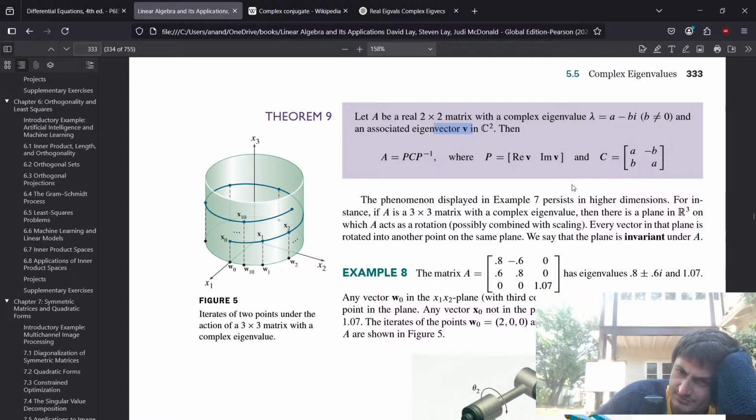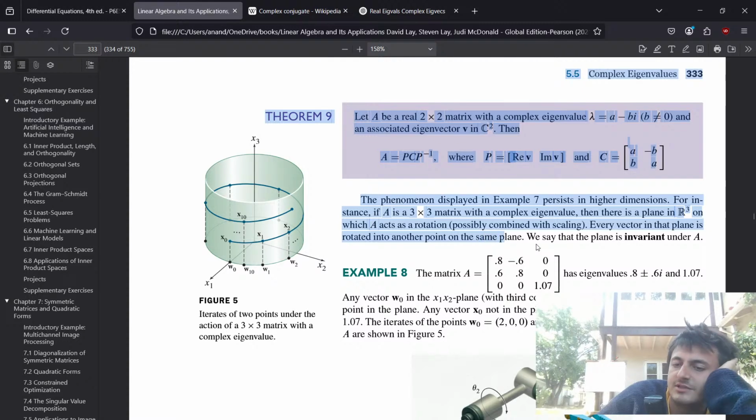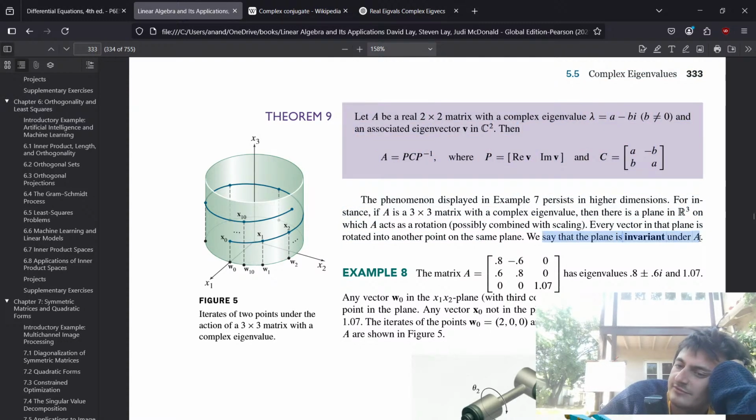The phenomenon displayed in... Dude, this is confusing to me, man. Persists in higher dimensions. For instance, if A is a 3x3 matrix with a complex eigenvalue, then there is a plane in R3 on which A acts as a rotation, possibly combined with scaling. Every vector in that plane is rotated into another point on the same plane. We say that the plane is invariant under A.